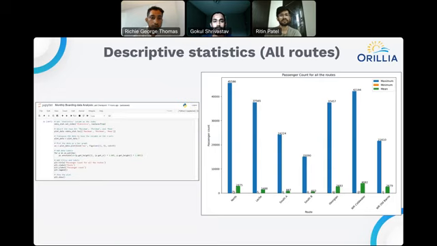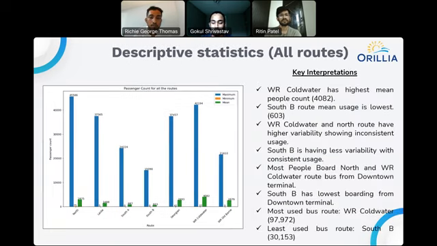And this is the graph of the descriptive statistics for all the routes, starting from North, Lackley, South A, South B, Georgian, and Westridge. The main key interpretations from this graph are that Westridge via Coldwater has the highest average count, then South B has the lowest average count, and Westridge via Coldwater as well as the North have high variability, and South B has less variability. Also we can see that South B has the lowest point, and the most used route is Westridge via Coldwater, and the least used is South B.